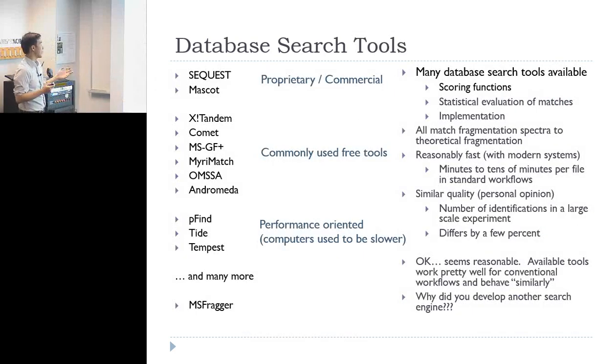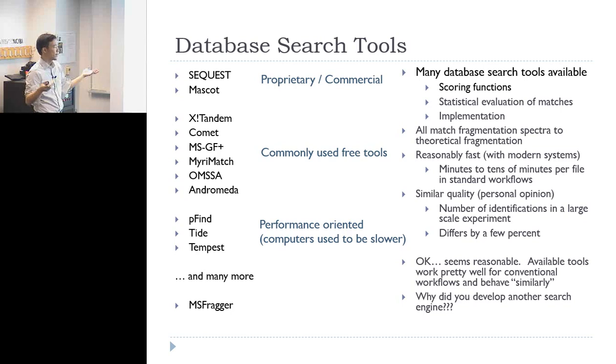So there are lots of tools that do this. So Sequest, Mascot, they've been around for a very, very long time. They're proprietary, commercial, and then there are lots of open source and free tools like X!Tandem, Comet, MSGF+, MyriMatch, OMSSA, Andromeda, and then computers used to be slower, so this process used to take a long time. So there are people who tried to optimize things. So pFind, Tide, Tempest that uses graphics cards, and they all differ in their scoring functions, how they compute their statistics, and how they're implemented. And they're all just matching these fragmentation spectra to these theoretical spectra, and they're all reasonably fast with modern computers.